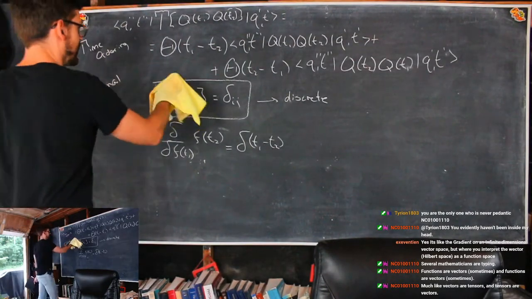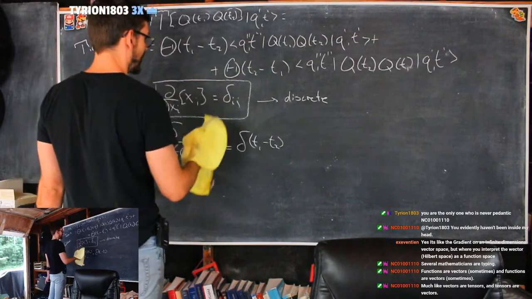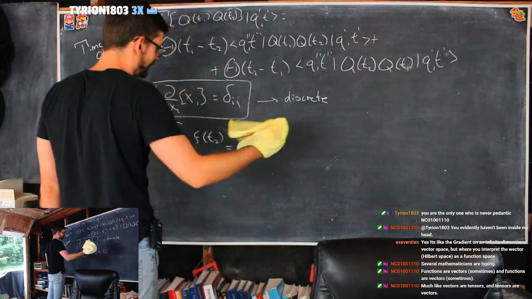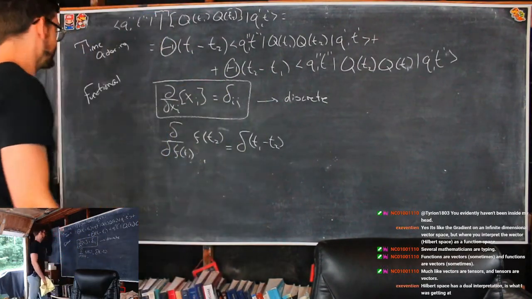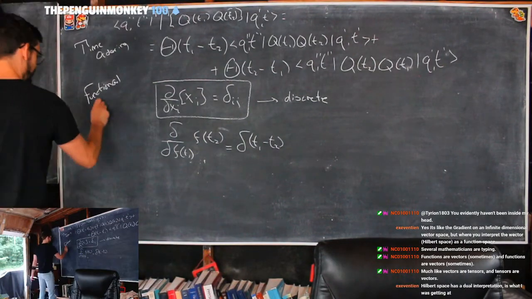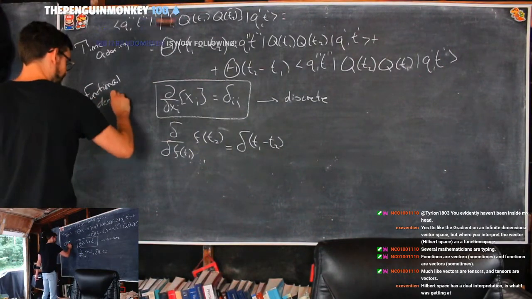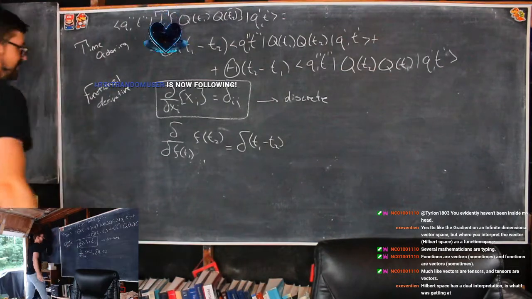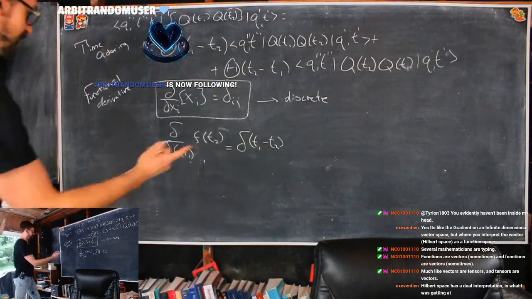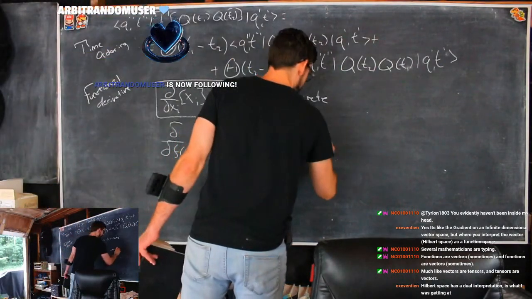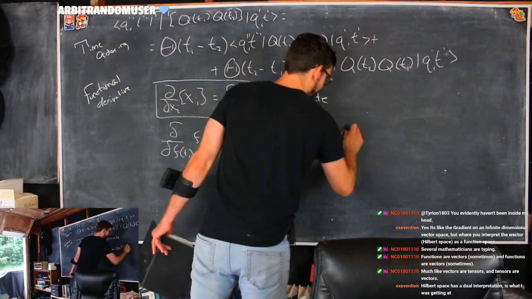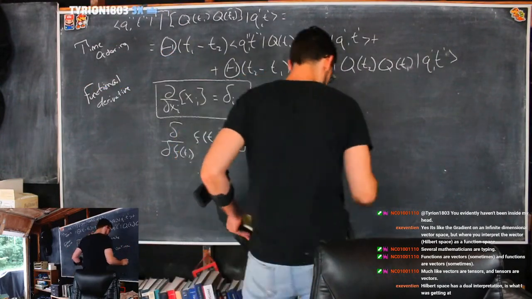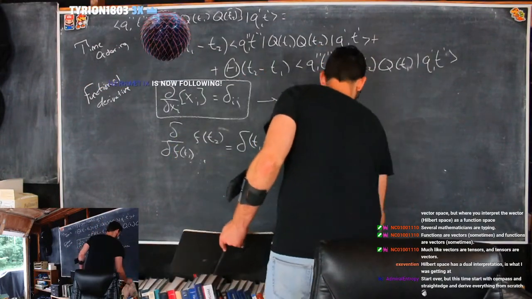So I do want to erase this, but we have our new thing. Time ordering is the operator that controls which time we're defining to be after the other time. And then the functional derivative is going to be the derivative of a function, and instead of a discrete thing, we want something to be continuous. This is going to be very helpful in the next step.